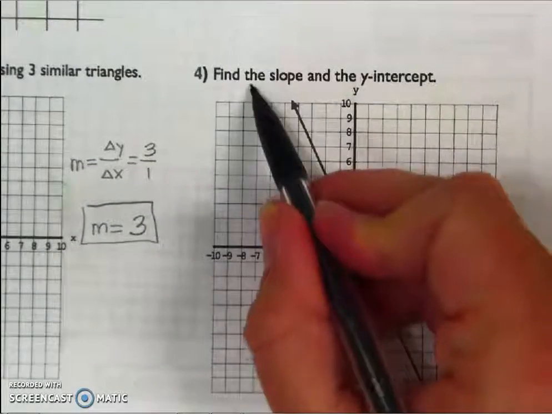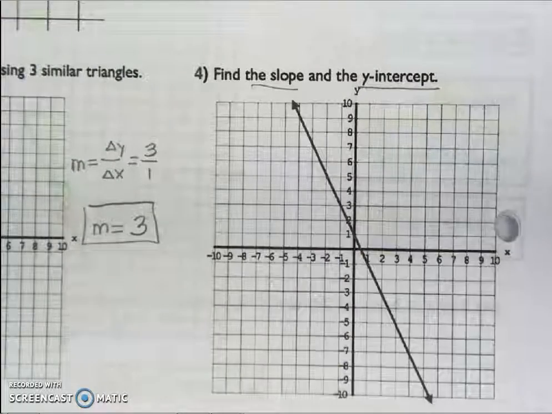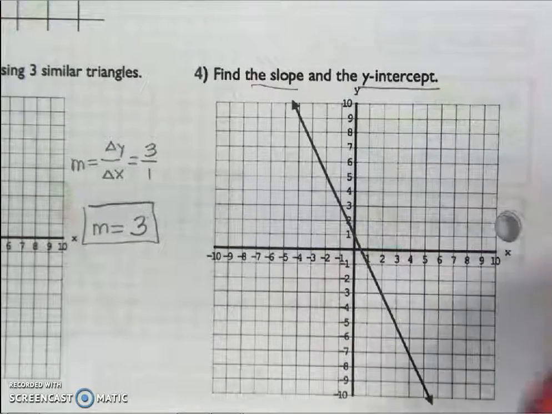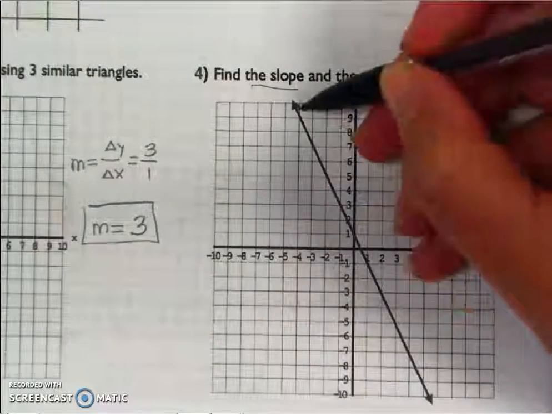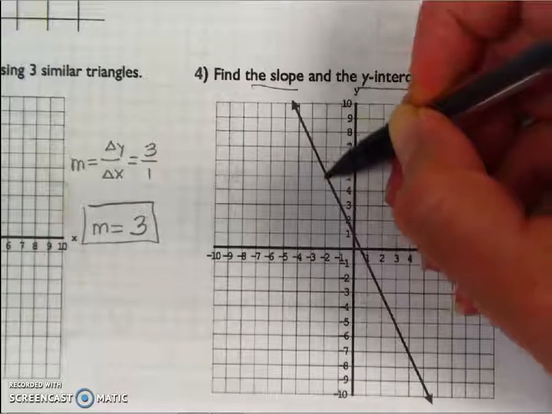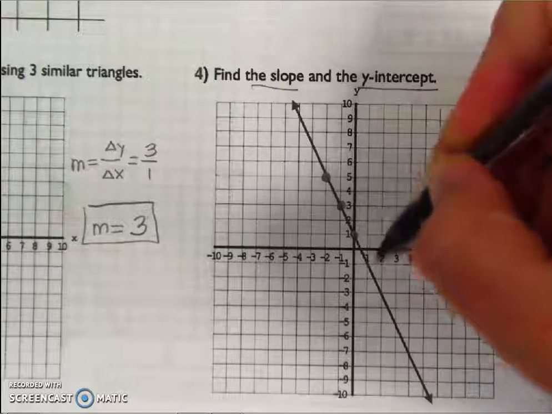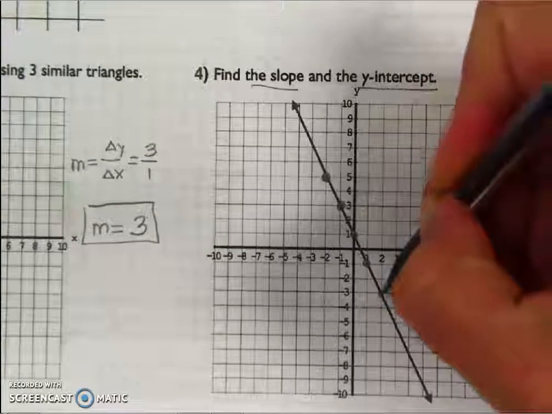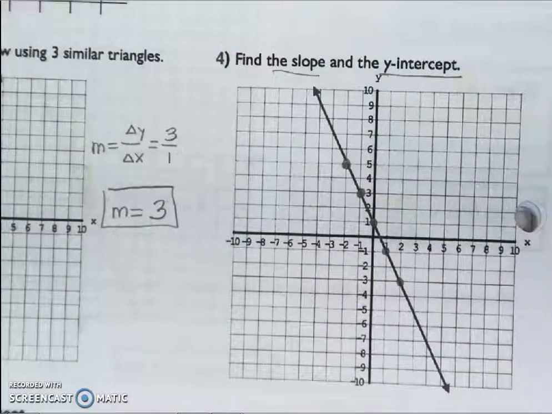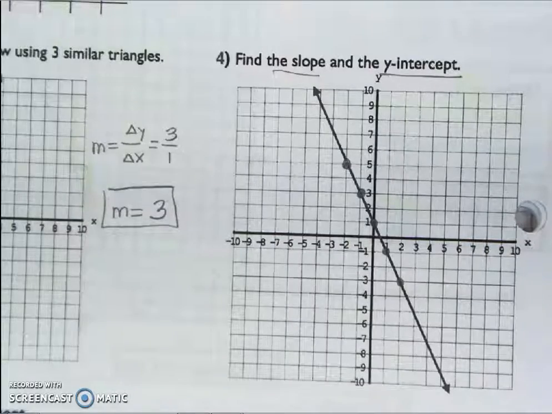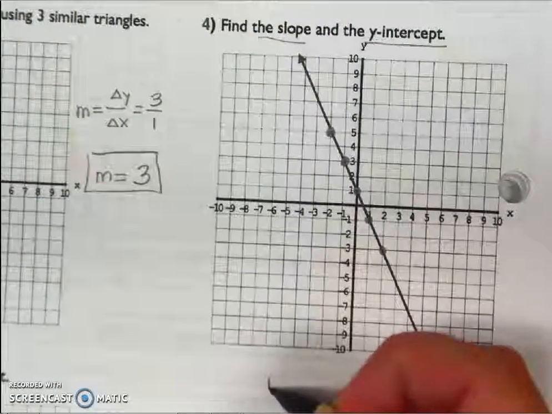Number 4 asks for the slope and the y-intercept. All right, but still, we start by finding good points. Always start by finding good points. So that looks like a good point. That looks like a good point. There's another one. And it doesn't really matter how many you pick, as long as you have at least 2 or 3, it makes it easy to see. So let's start with the slope.